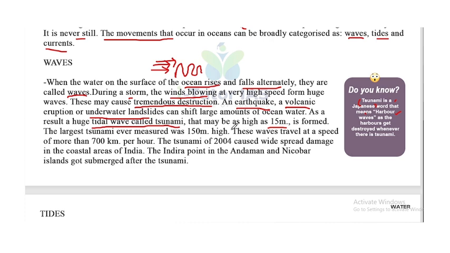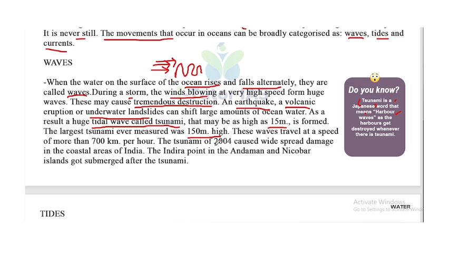The largest tsunami ever measured was 150 meters high. These waves travel at a speed of more than 700 km per hour. So these waves can travel at a speed of more than 700 km per hour. That means it's a very strong speed.